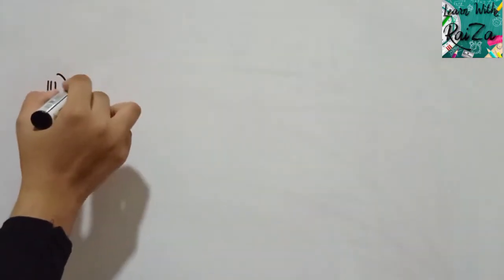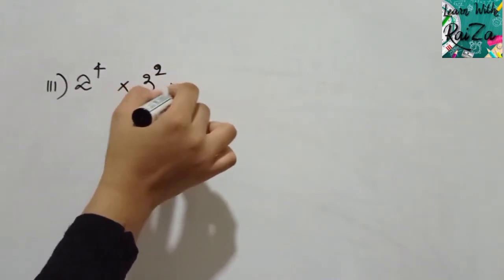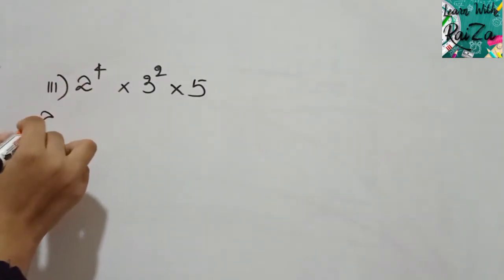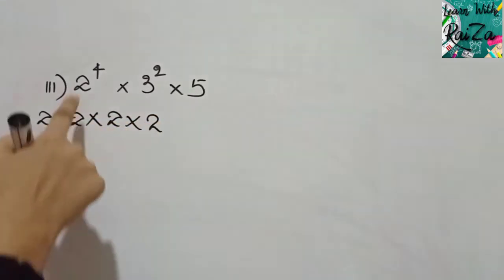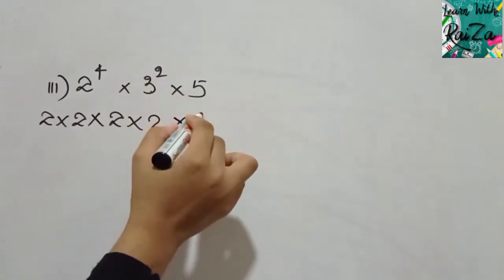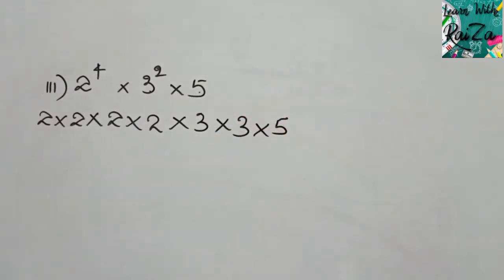Example number 3. 2 to the power 4 multiplied by 3 to the power 2 multiplied by 5. Now you try to do this alone. Pause your video and try to do this alone, and check whether your answer is matching with the answer that I am going to explain. 2 to the power 4 means 2 multiplied by 2 multiplied by 2 and again another 2. Power 4 means 2 is written 4 times. Multiplied by 3 to the power 2 means 3 written 2 times. 5 is only single.